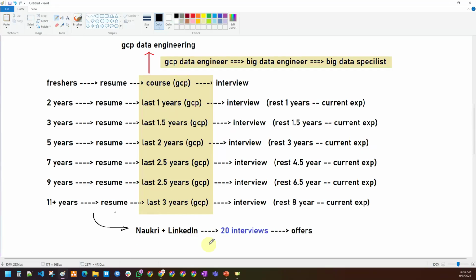Every person will get at least 20 plus interviews, guys. I'm telling you, there's a huge demand. 15 to 20 interviews will be scheduled for sure. If you crack at least one, you will get an offer letter, you will get a job. So 20 plus interviews are for sure going to be scheduled after the course. It is not that I am going to schedule them for you, because the moment you put your resume on Naukri or LinkedIn, that's it, you are going to get them, because that's how huge the demand is for the GCP data engineer in the market. So this is about this one.